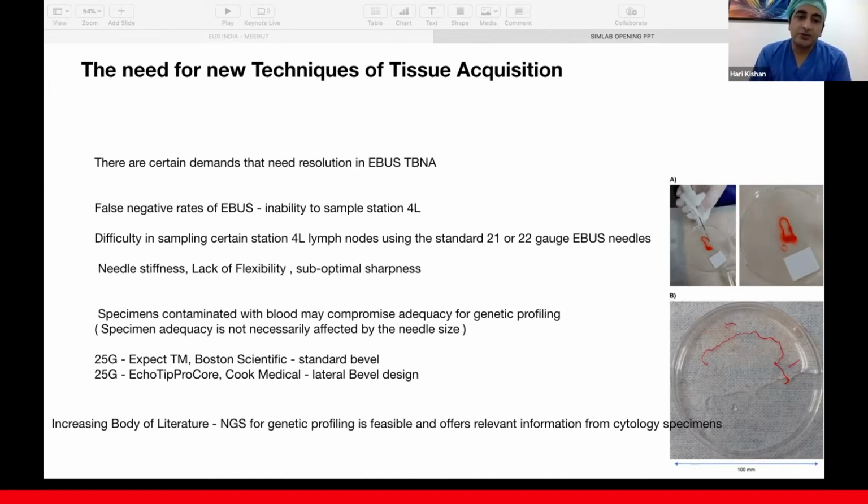With some scopes, false negative rates of EBUS are mainly due to the inability to sample a few stations because of the refraction capabilities of these scopes. And also difficulty in sampling certain stations, especially stations like the 4L node. These are things that will hinder getting into the node for the intervention pulmonology sector. So needle stiffness, lack of flexibility, suboptimal sharpness of these needles, they do play a role.